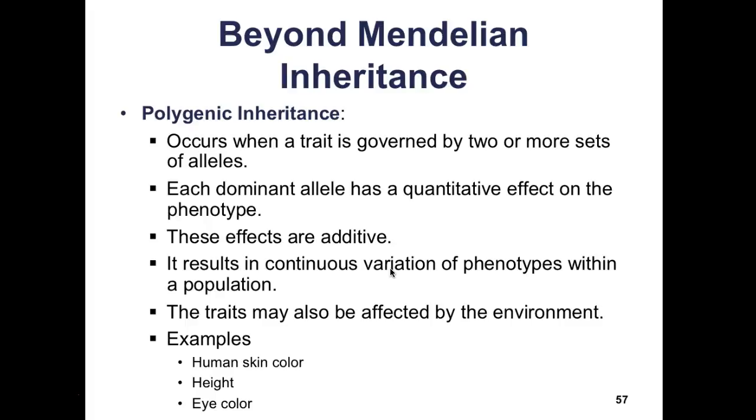Polygenic traits occur when a trait is governed by two or more sets of alleles. Each dominant allele has a quantitative effect on the phenotype. These effects are additive. It results in a continuous variation of phenotypes within a population. We do see this with skin coloration, height, and eye color. So these are all polygenic traits. The traits may also be affected by the environment.